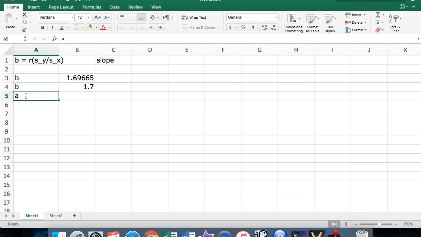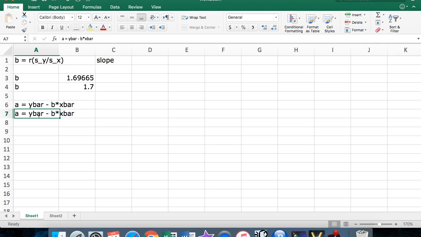Now what's the formula for A? A is the y-intercept, so it's going to be your y bar minus B times x bar. So what is my x bar and y bar? Remember, those are just my means. Y bar is the mean of the time, your up-down mean, and x bar is your mean of age, your left-right mean.